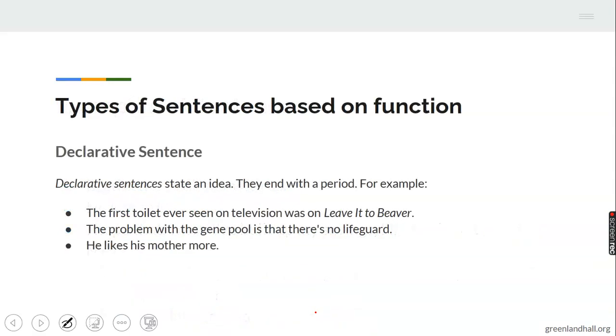Then let's go to types of sentences based on function. We have sentences based on two criteria. We have that of functions and that of structure. Let's go to that of functions briefly. The first one is a declarative statement. That is a sentence that states a fact. Simple as ABC, it states a fact. And mind you, it ends with a period. That is a full stop.